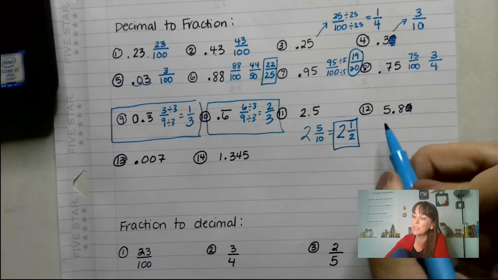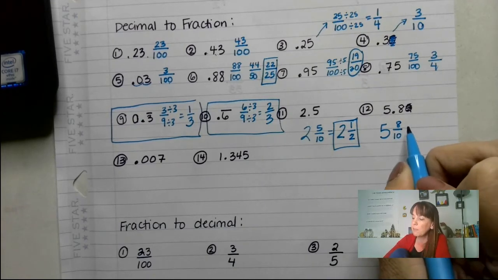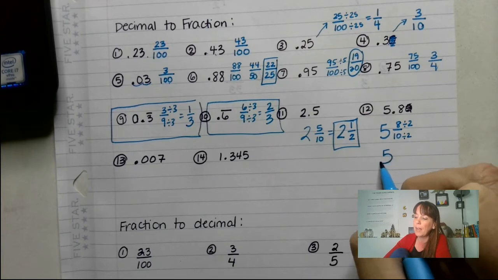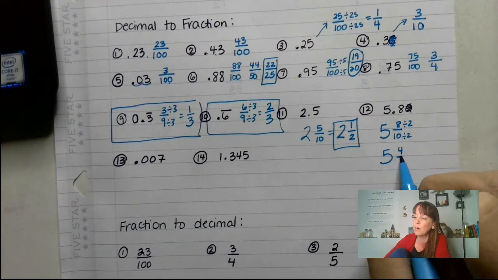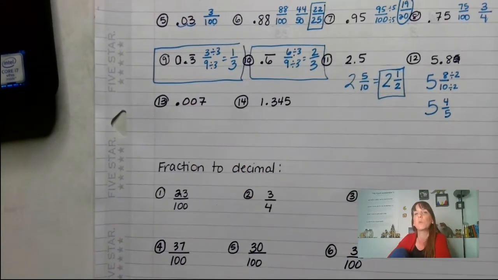Same thing over here, this is going to be 5 and 8/10, but I want to reduce my fraction, so I'm going to divide by 2, I end up with 5 and 4/5. Now, over here, this sometimes happens where you get one that's pretty big.